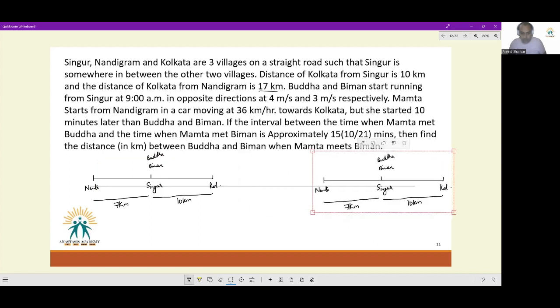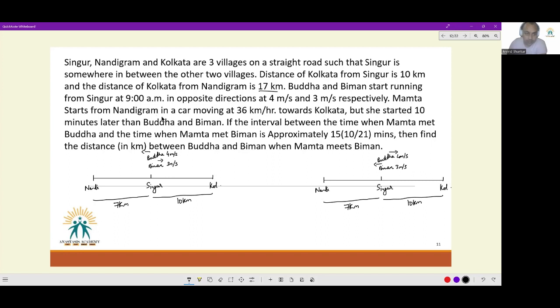So 2 setups ready. Buddha could be running this way, Biman could be running this way. Or Buddha could be running this way, Biman could be running this way. The speeds of these people: Buddha was running at the rate of 4 meters per second, and Biman was running at 3 meters per second.